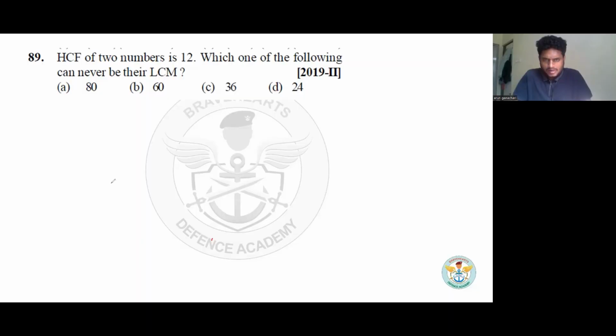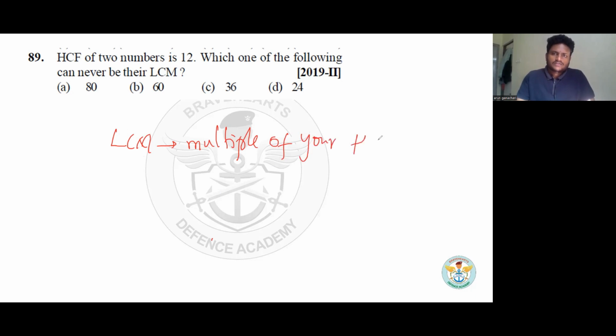It is, sir, option A. Option A, 80. Why do you think that is the answer? Sir, LCM is a multiple of HCF. Yes. So the basic thing we are learning is LCM will always be a multiple of your HCF. In this case, 60 is also a multiple of 12.